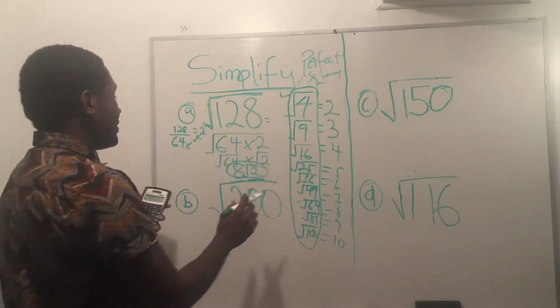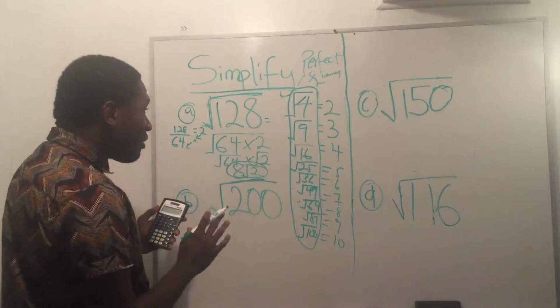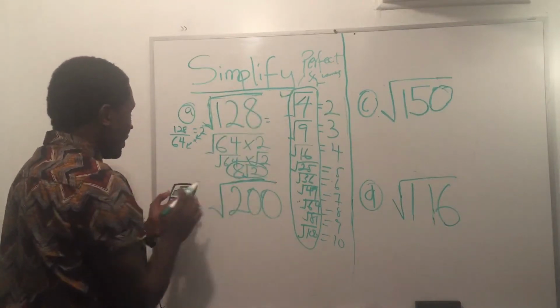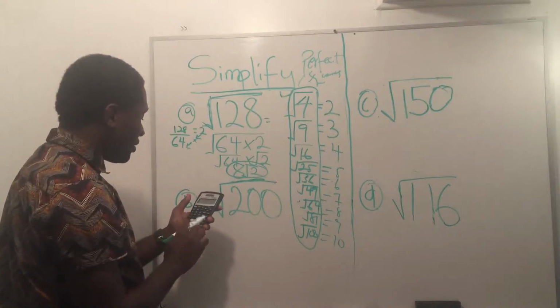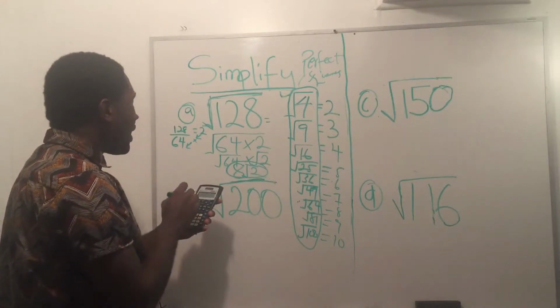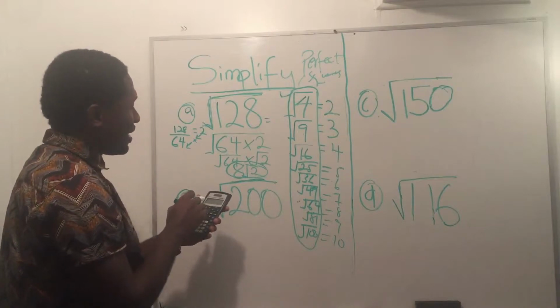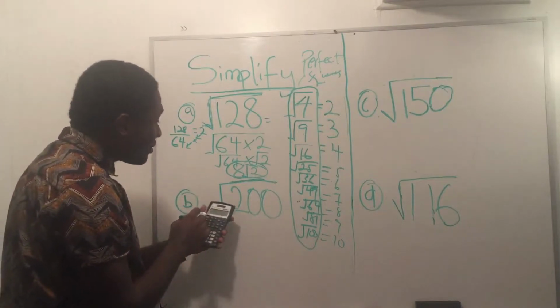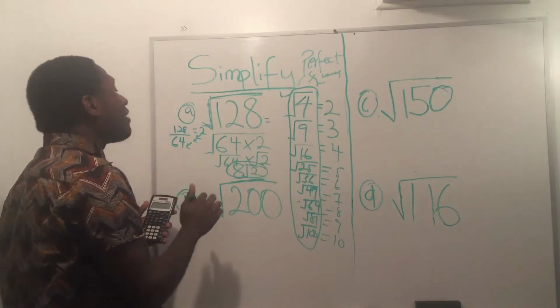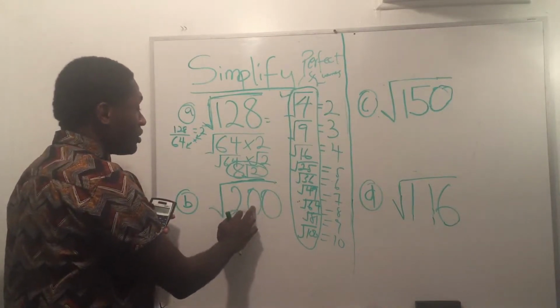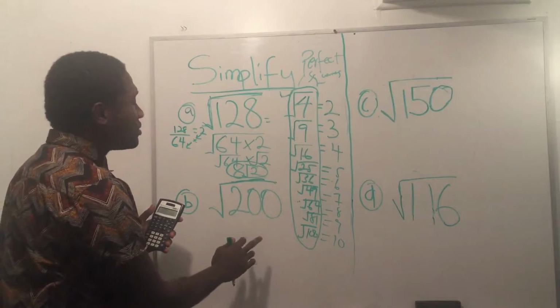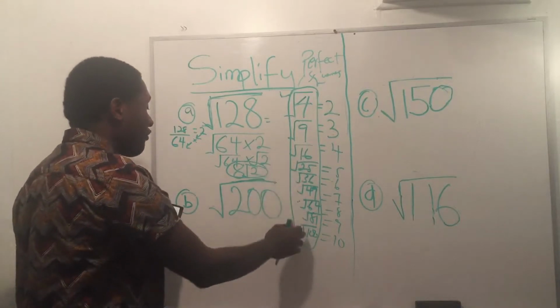Same thing for this one. First thing that I'll do if I'm asked to simplify is put it in the calculator. So square root of 200. And I have a decimal. And anytime that gives me a decimal, then I have to think of finding the two numbers that when I multiply, I should get this 200. One of them should be a perfect square.